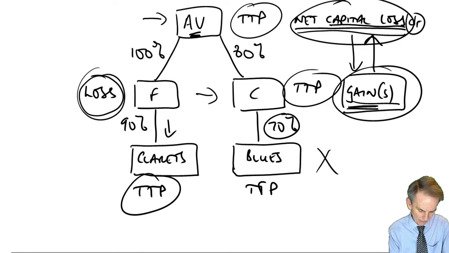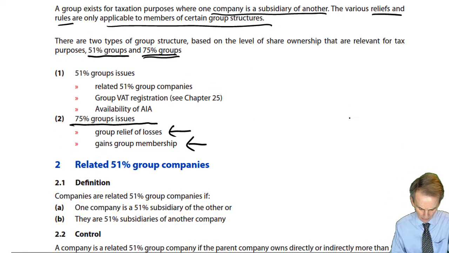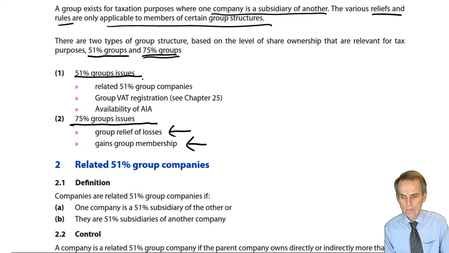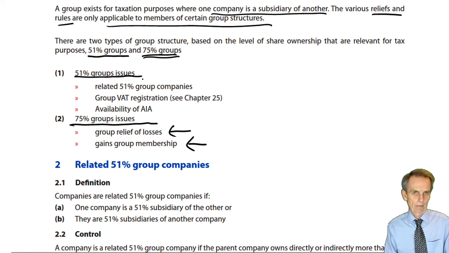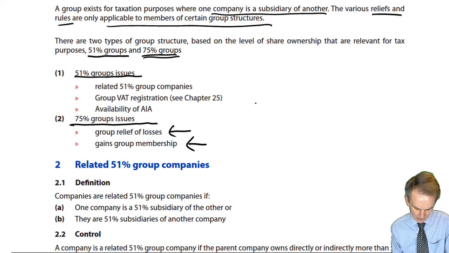If we drop it down to 51%, which of course we would have in the case of blues there, then we look at 51% groups issues. Now here there are 3, but 2 of these we already know about. I'll remind you of them, don't worry, but we already know about them. The third one we see later, because as yet we haven't reached chapter 25 that deals with VAT. But here under 51% group issues, related 51% group companies.